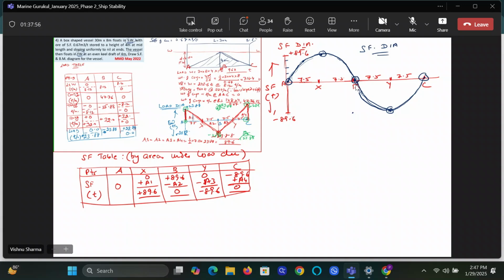This is the SF diagram. Base to vertex, vertex to base, base to vertex, vertex to base. Correct, guys? Correct, sir.